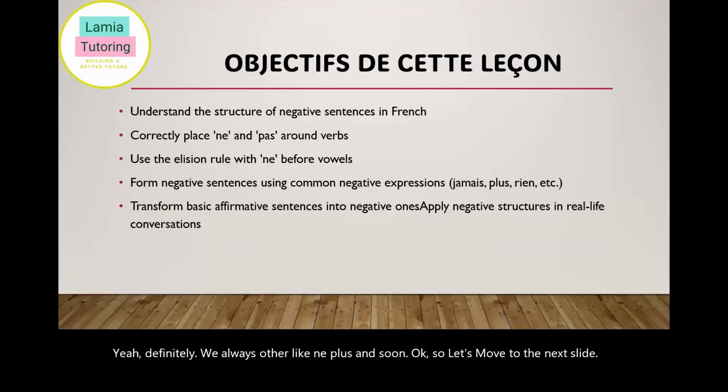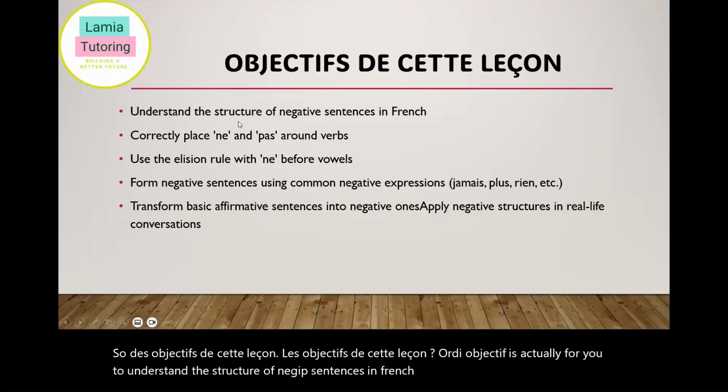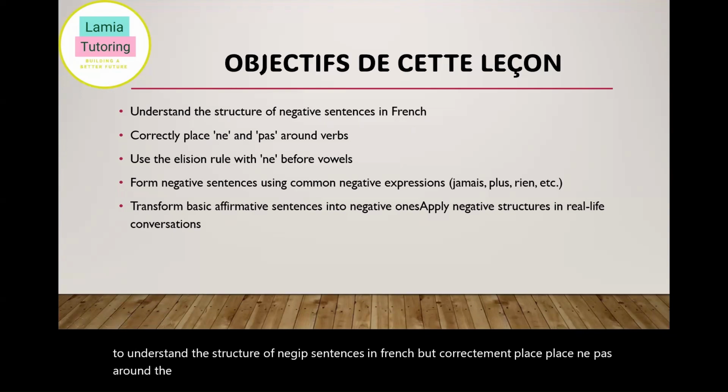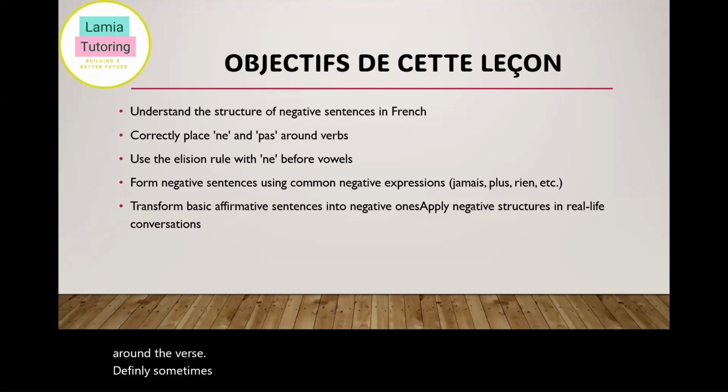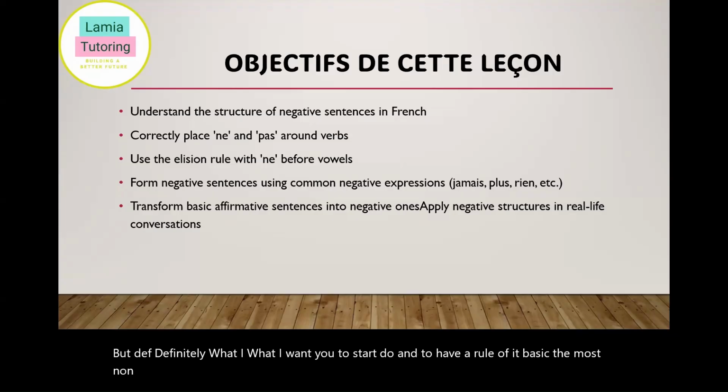So the objectif de cette leçon, les objectifs de cette leçon, or the objectives, is actually for you to understand the structure of negative sentences in French, but also to correctly place ne pas around the verbs. Definitely sometimes it's gonna be harder to place ne pas around the verbs. But definitely what I want you to start doing is to have a rule of it. Basically the most known rule in this one is the illusion rule.